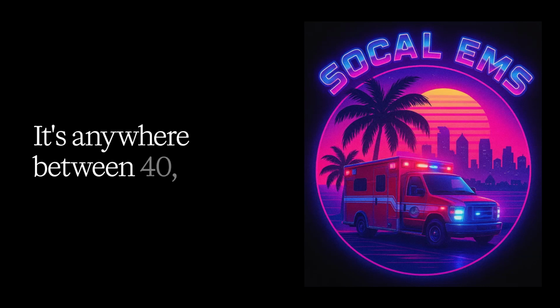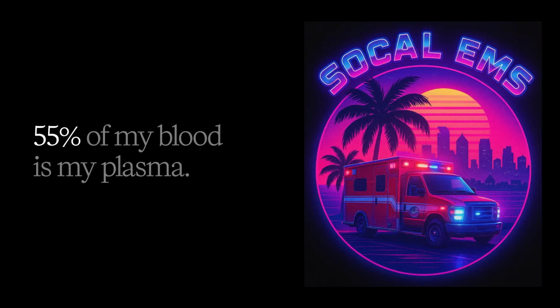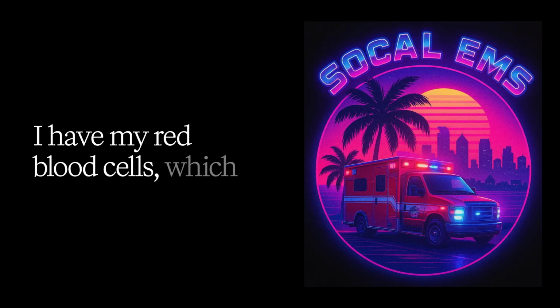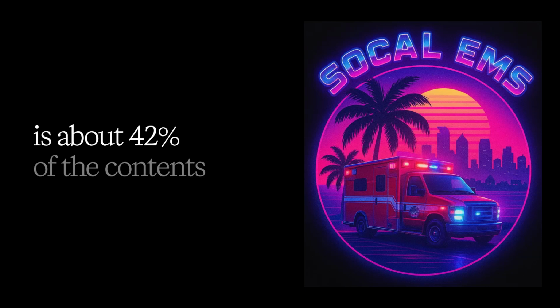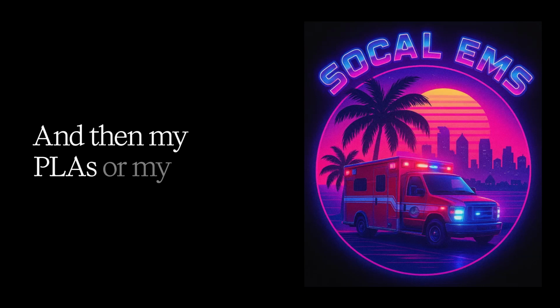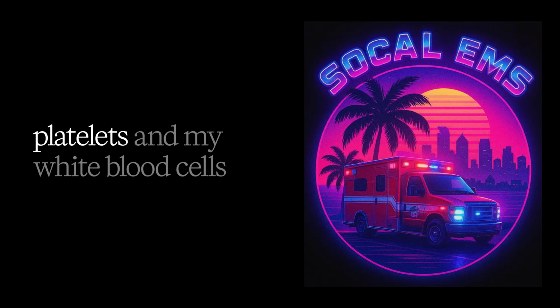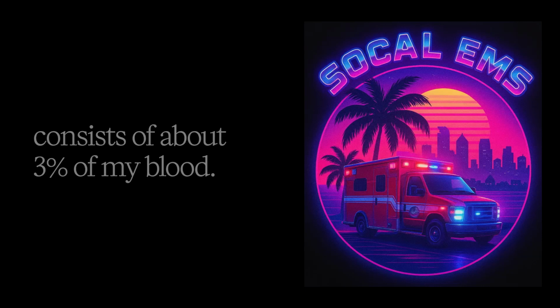It's about 55% of my blood that is my plasma. I have my red blood cells, which is about 42% of the contents of my blood. And then my platelets and my white blood cells consist of about 3% of my blood.